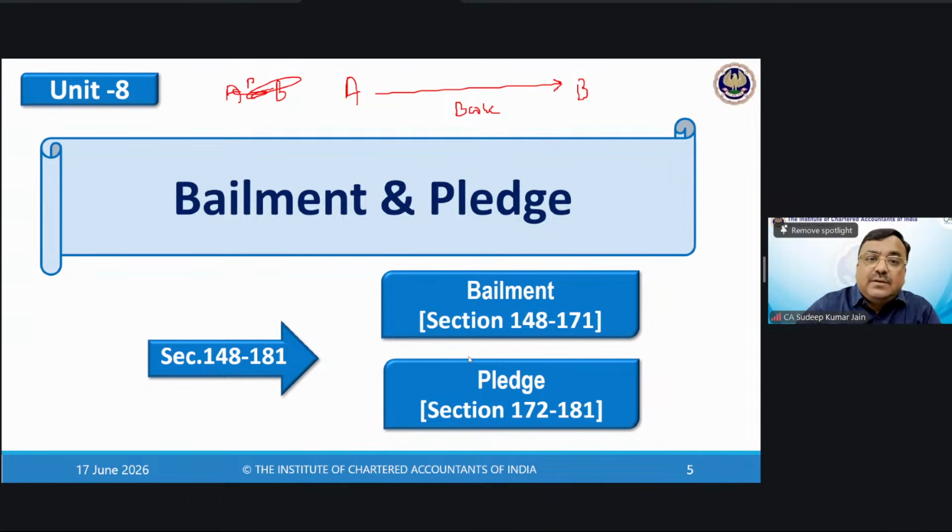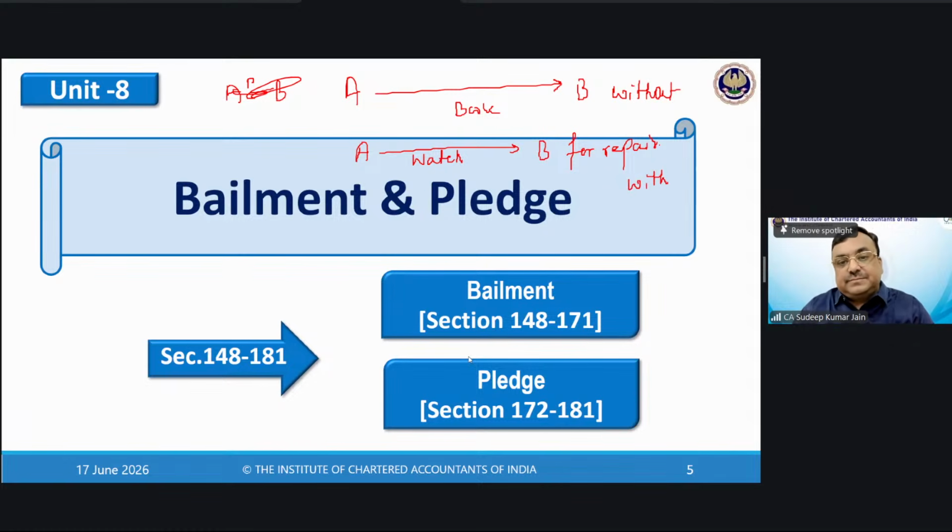One more example. Suppose A gives his watch to B for repair, and B will charge some money for repairing the watch. In this case, A will give the watch to B, and B will repair the watch and return it to A. But in return, he will get some money. That is also bailment. The earlier bailment is without consideration, and this bailment is with consideration.